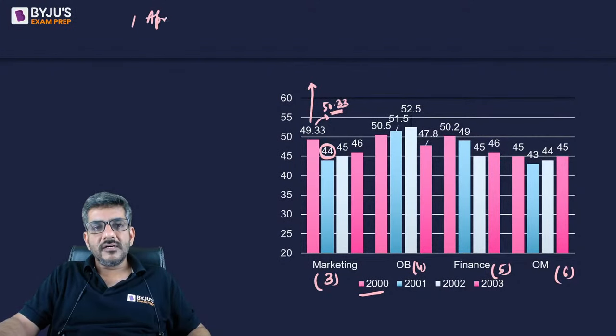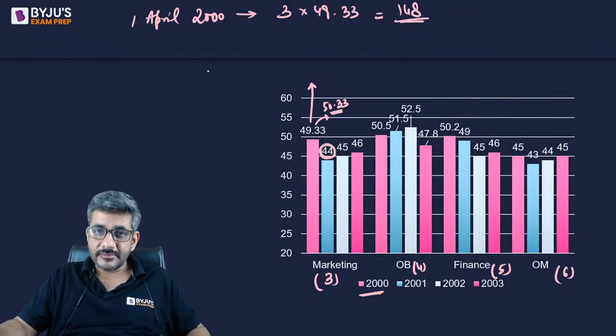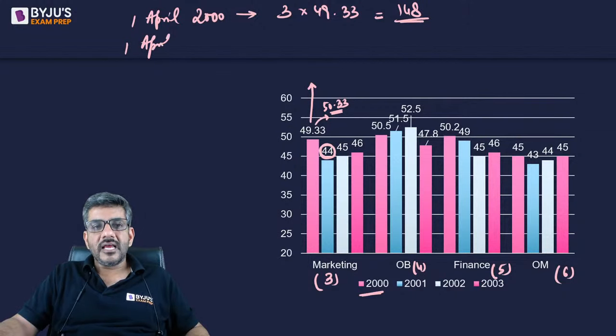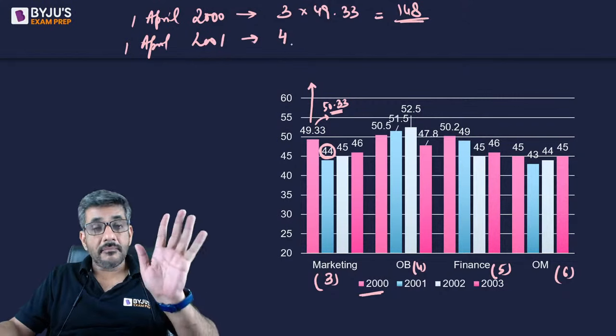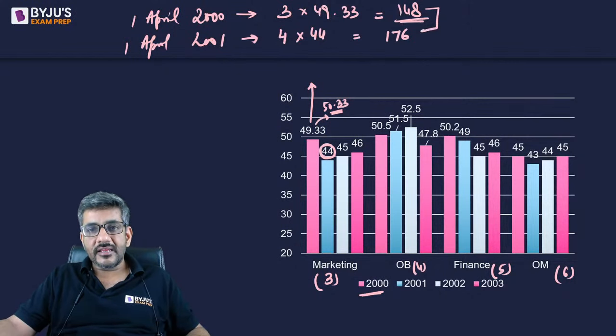So on 1st April 2000, there were 3 members, their average age was 49.33. So can I say the total age of all these people was 148? Let us say a member joined. So on 1st April 2001, there would have been 4 members if a member joined. Their average age is 44. 4 into 44 is equal to 176. There is an increase of 28 over here.